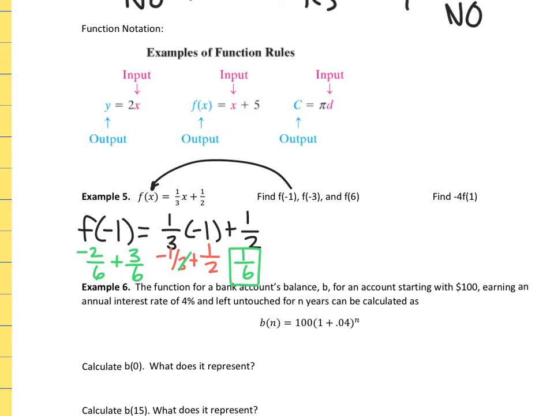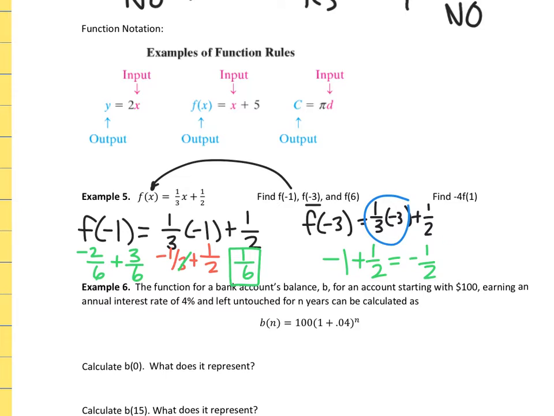Now likewise, I'm going to do f of -3. So I do f of -3 equals 1/3 times -3 plus a half. So if you have 1/3 of 3, that's just going to be 1, and so that's going to be -1. So it's going to be -1 plus a half, which is -1/2. And I could do the same thing for 6 as well. I could plug 6 in.